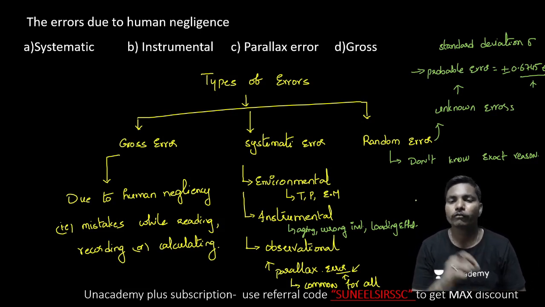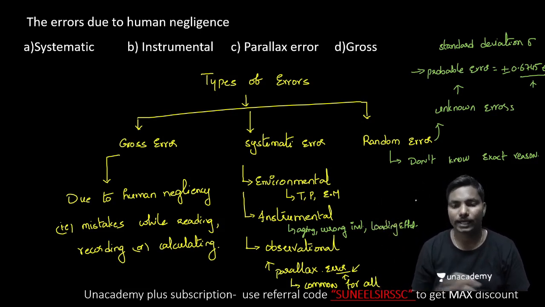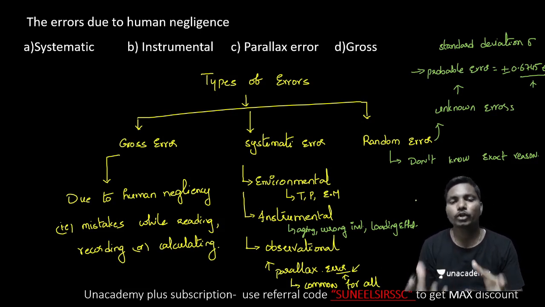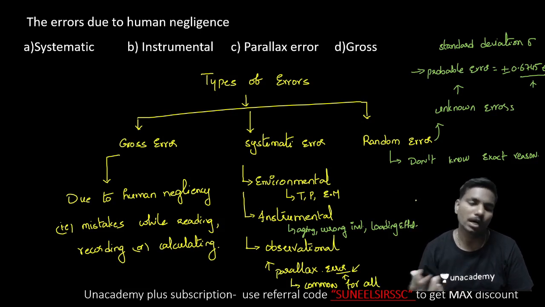That means if you want to measure just 5 amps and you use a 0 to 500 amps meter, that is the wrong meter, a wrong selection of the meter. Loading effect: whenever you are using low sensitivity meters, the loading effect will be more. And observational errors are nothing but parallax error, which is common to all persons.